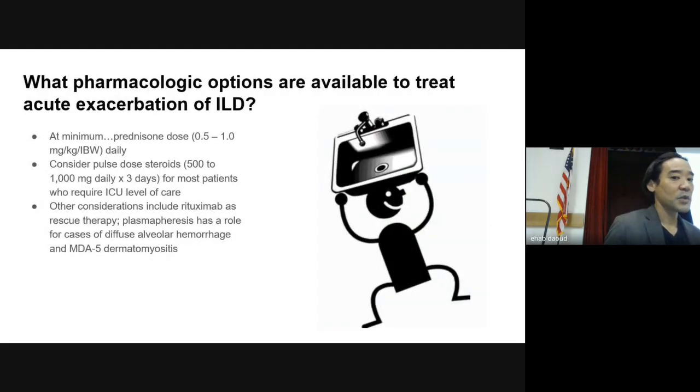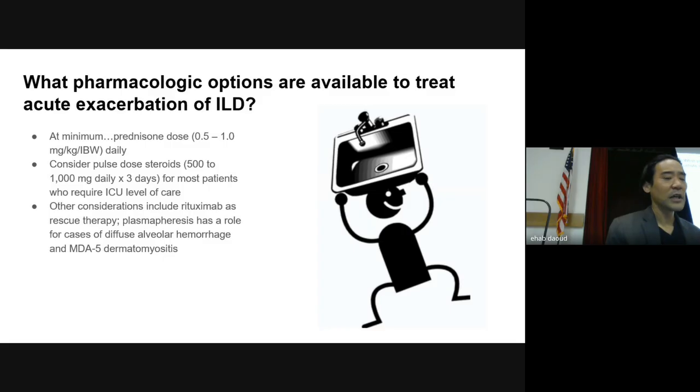What are the pharmacologic options that are available to treat acute exacerbation? Well, super high dose steroids. So hopefully they're on that inflammatory part of the spectrum and they're going to respond to treatment. Generally, 0.5 to 1 milligram per kilogram ideal body weight is enough. That's not a small dose. 1 milligram per kilogram is a big dose of steroids for these patients. But sometimes for patients that reach the unit, they need the biggest dose. So they need the pulse dose steroids.